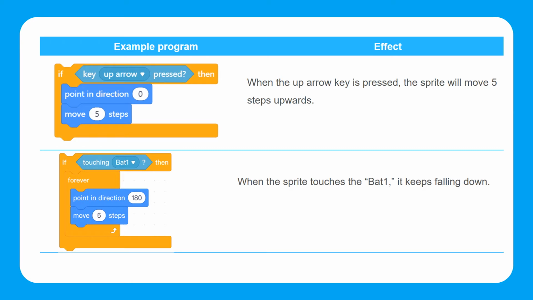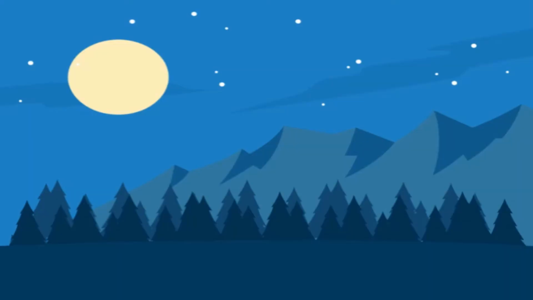The effect of the first script shown is that when the up arrow key is pressed, the sprite will point upwards and move 5 steps in an upward direction. The effect of the second script is that if the moth touches the bat, then the moth will keep falling down. Here is a video of last week's game.